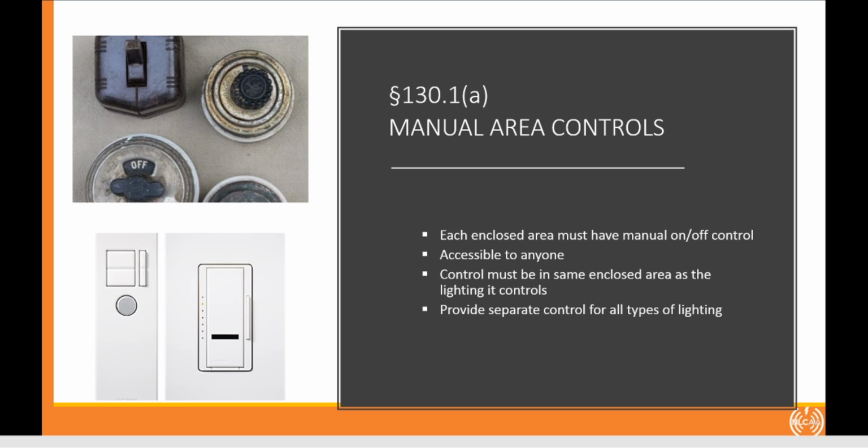So you're going to either have two on and off switches on the wall, or maybe a single gang switch that has on and off for the first type of light, and another on and off for the second type of light. The important thing is making sure we have the ability to control those manually, separately.